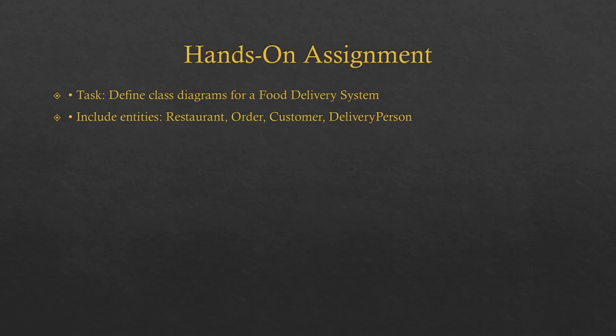For your hands-on assignment, define the class diagrams for a food delivery system. The system should include classes such as restaurant, order, customer, and delivery person. Think about the relationships between these classes.